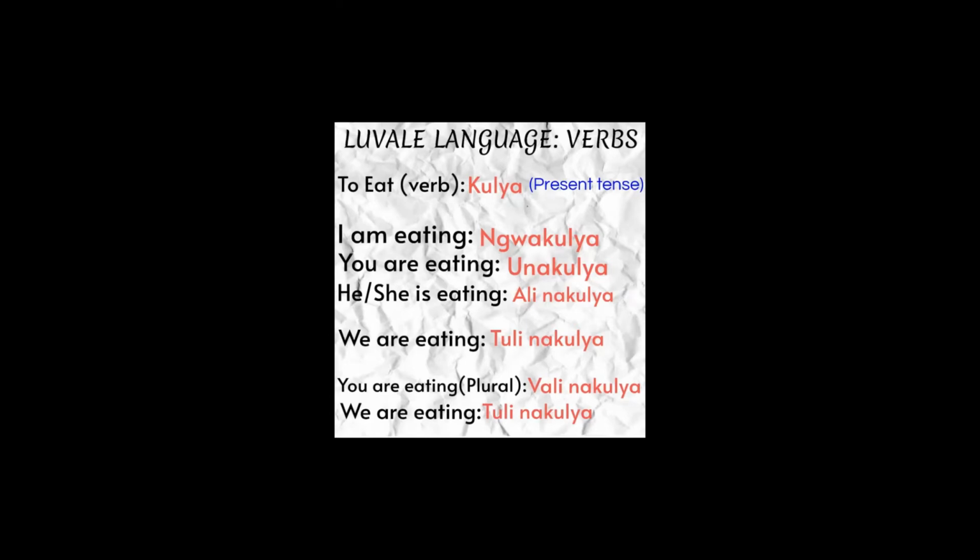When we're talking with your peers, you can use it, but you can't tell someone who is older than you unakulaika. That's disrespect. You tell someone who's older than you mwakulaika, meaning you are eating, plural. You can use it when addressing many people or someone who is older than you or someone that you respect.